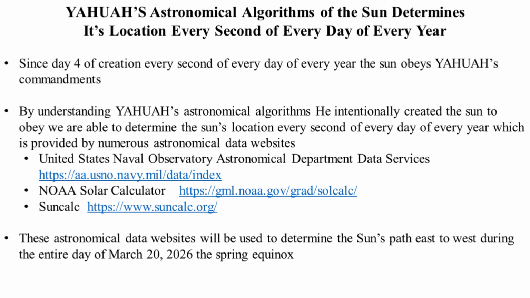every second of every day of every year, which is provided by numerous astronomical data websites, like the United States Naval Observatory Astronomical Department of Data Services, NOAA Solar Calculator, and SunCalc. These astronomical data websites will be used to determine the sun's path east to west during the entire day of March 20th, 2026, the spring equinox.